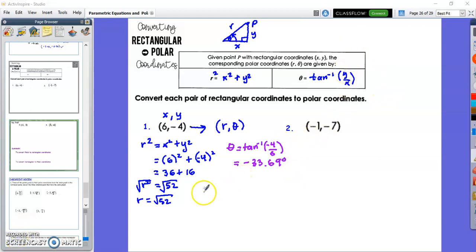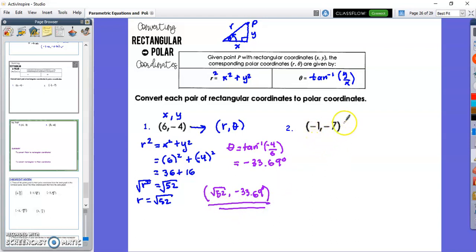Therefore our polar coordinates will be root 52, comma, negative 33.69. That is going to be in the fourth quadrant. So negative 33.69 degrees, that's going to be in the fourth quadrant. We're not going to change this to radian measure. We'll keep it as degrees. All right, so this is going to be our polar form.